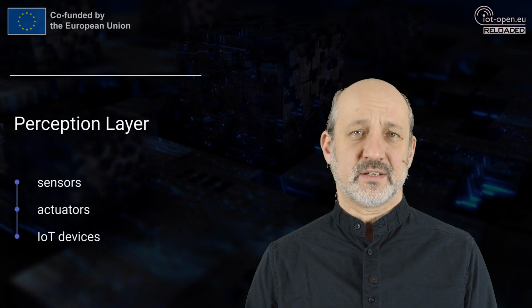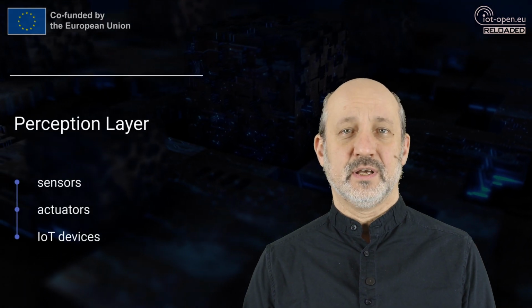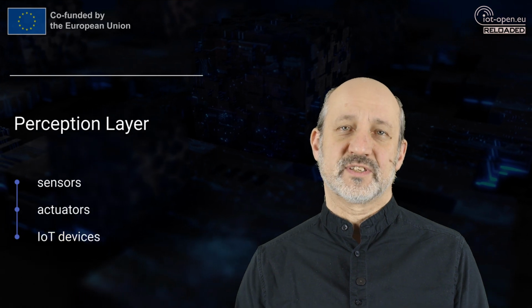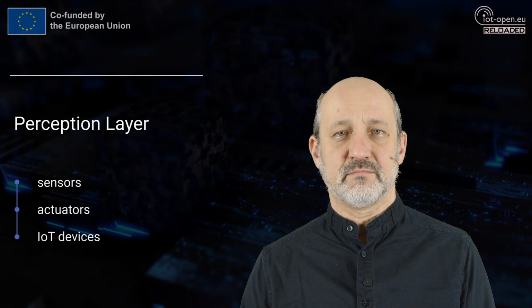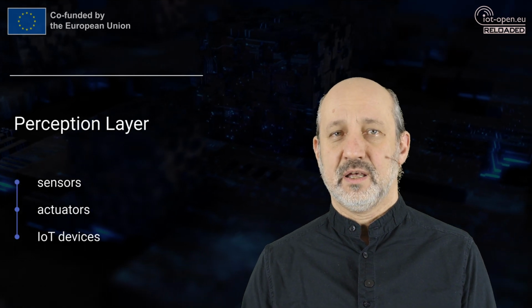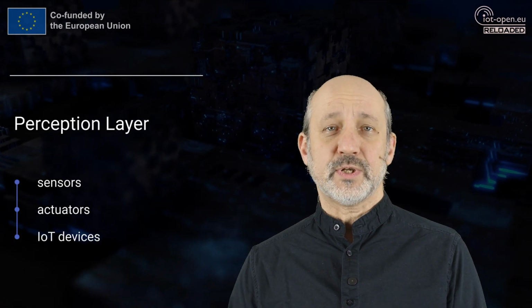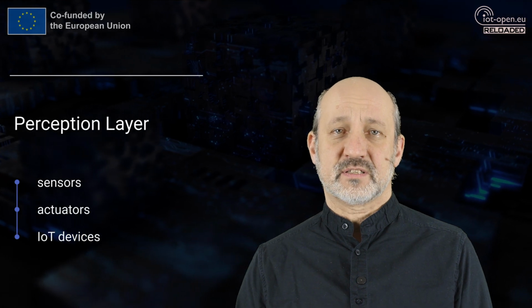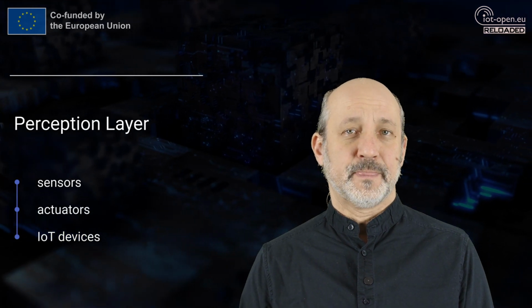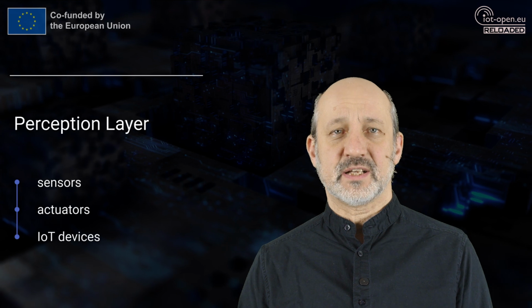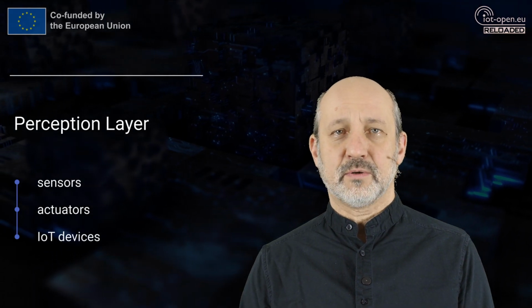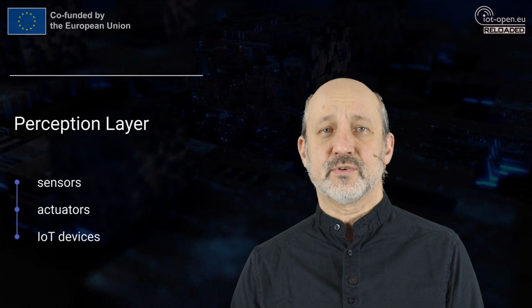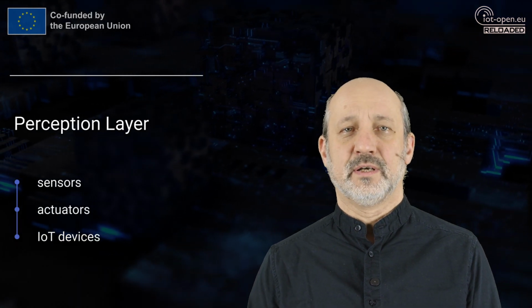Typical components of the perception layer include sensors that measure physical parameters such as temperature, humidity, pressure, light, motion, and tension. Actuators that put an action to the world, such as motors and relays. And IoT devices themselves: smart gadgets, cameras, wearables, smart home appliances, industrial IoT machines, and so on.